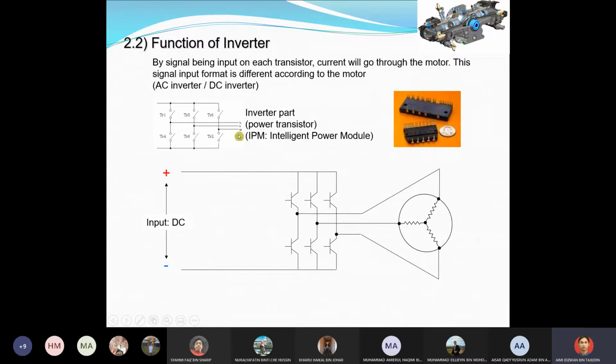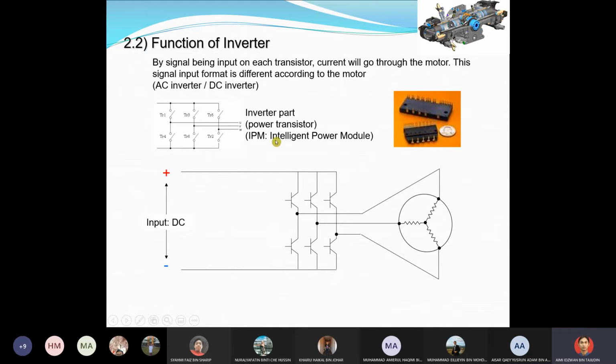Okay, so inverter part consists of more than one pair lah. Okay, so sama ada single phase ataupun 3 phase. Okay, dia ada dua-dua lah. Okay, IPM is the Intelligent Power Module. Okay, kita panggil sebagai IPM lah. So this is when we want to generate the PWM.